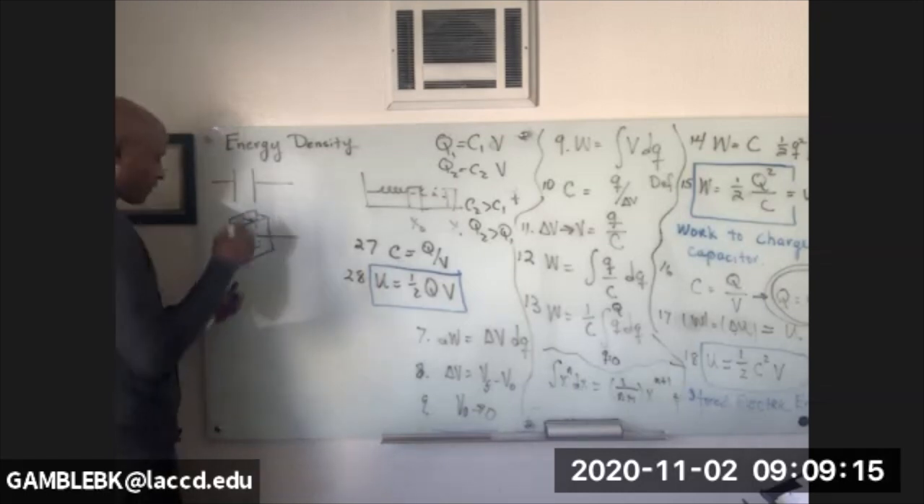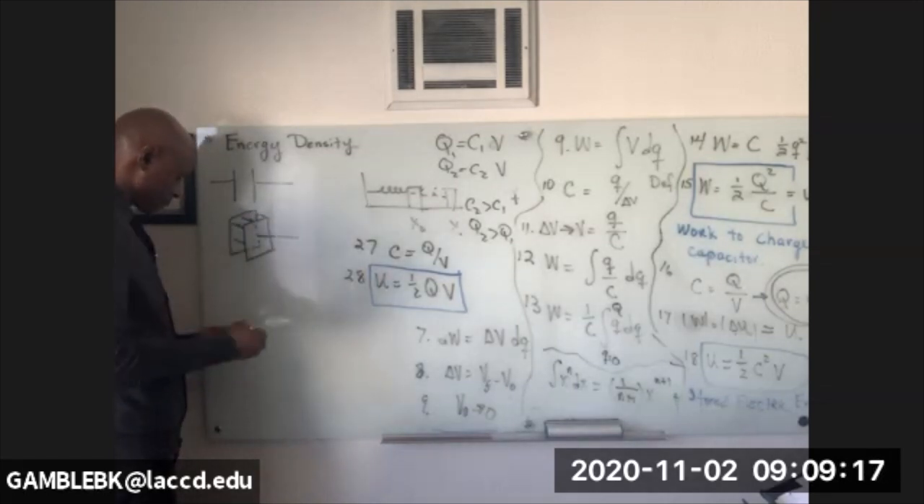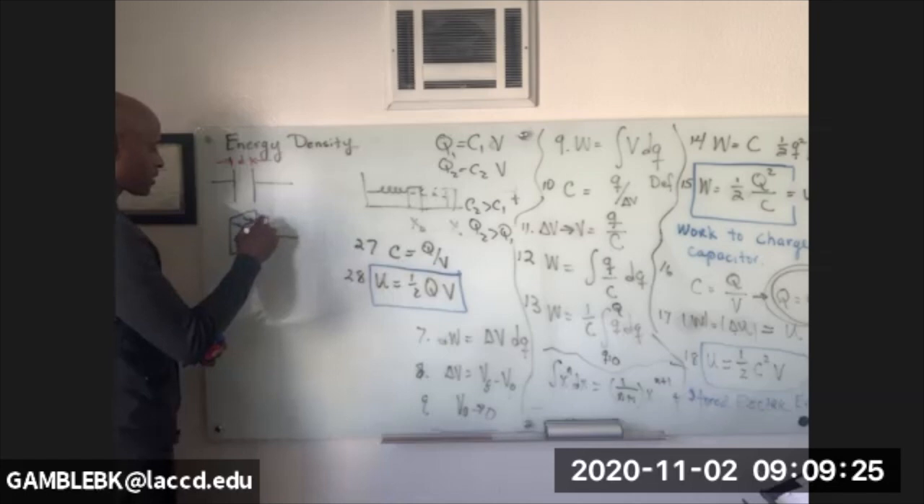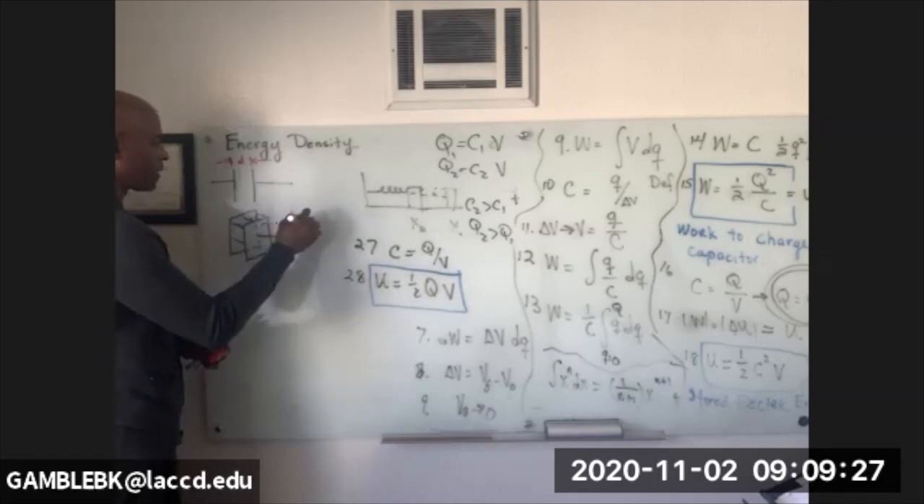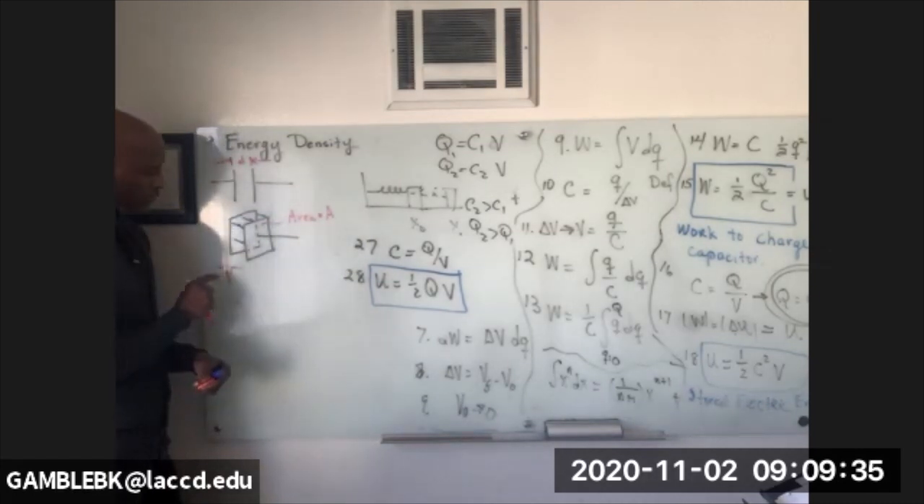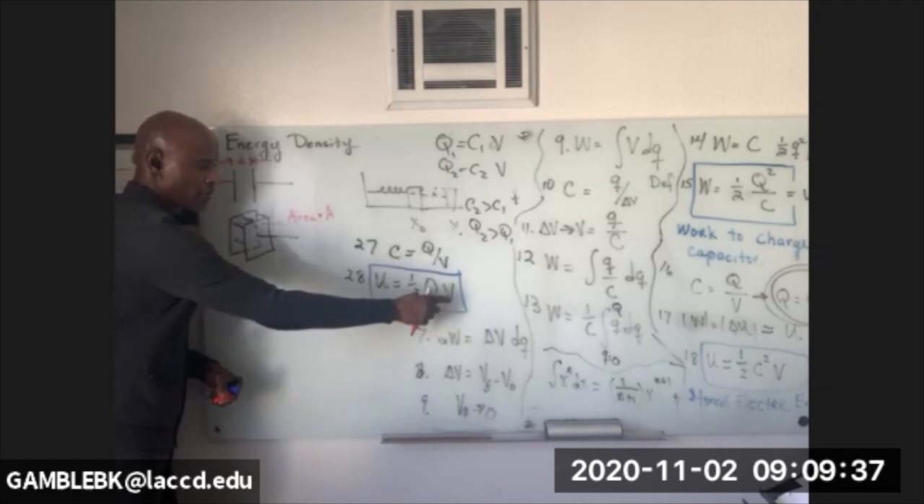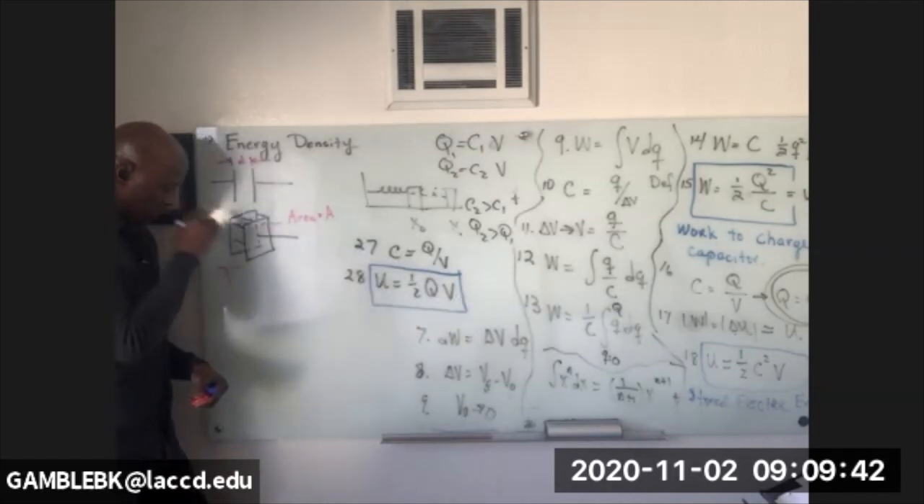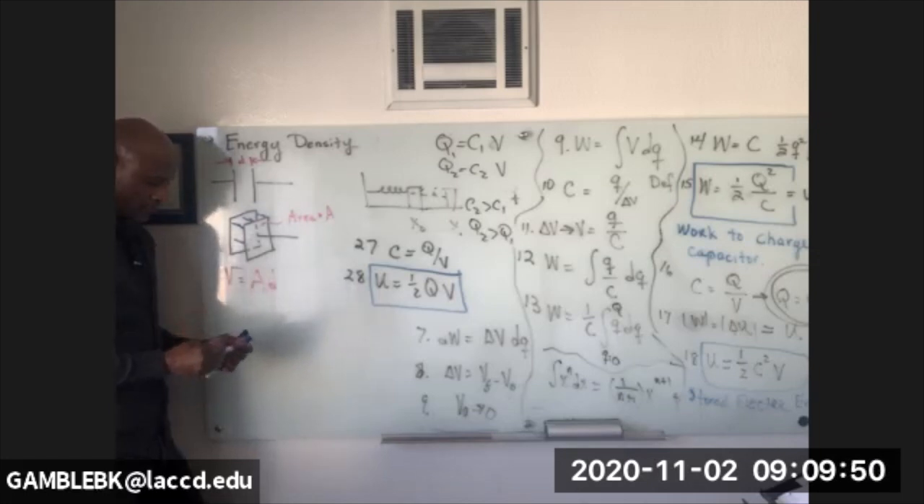Well, if the separation of the plates is D, and if the cross-sectional area is A, then the volume associated with it, I use a little hat on my V to represent volume to distinguish it from voltage. So that's the way I write voltage, and this is the way I write volume. So V-hat is equal to A times D. And that volume is occupied by the electric field.